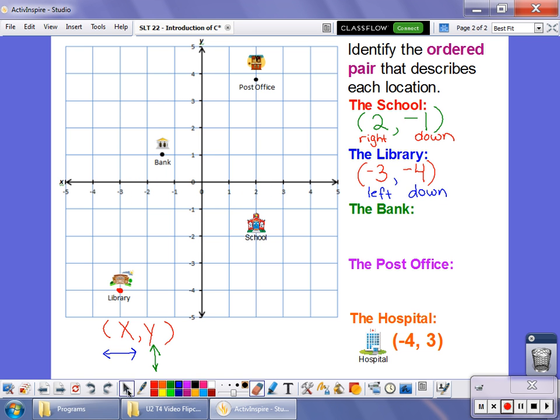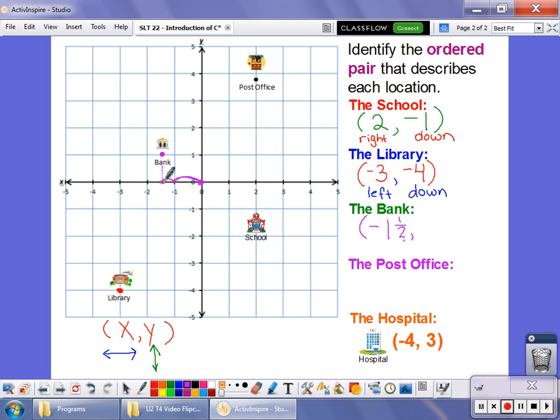Now let's try to get to our bank. Our bank is here. Now the bank's a little bit tricky. So again, from my origin, I need to figure out how far to the left and how far up. Well, the up part's easy. That's just 1 unit up. But to the left, I'm going to go 1. I'm not going to go quite 2. I'm going to go to here. So that's going to be 1.5 units to the left. Remember, to the left is negative, so this is -1.5 units.